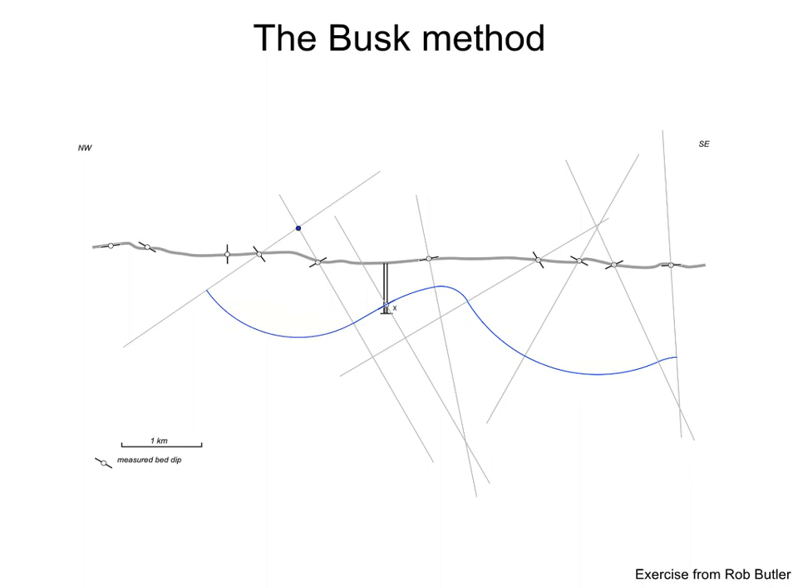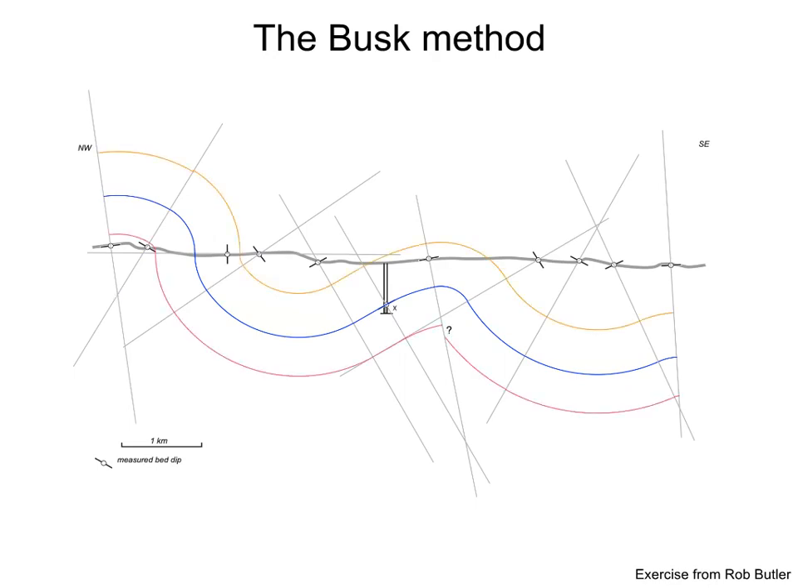We move to the next dip to the west, and the next one, and the next one. And the last one. We have completed the trace of the horizon across the section. We can do the same for other horizons above or below the blue one. Notice that this method preserves the thickness of the units across the folds.